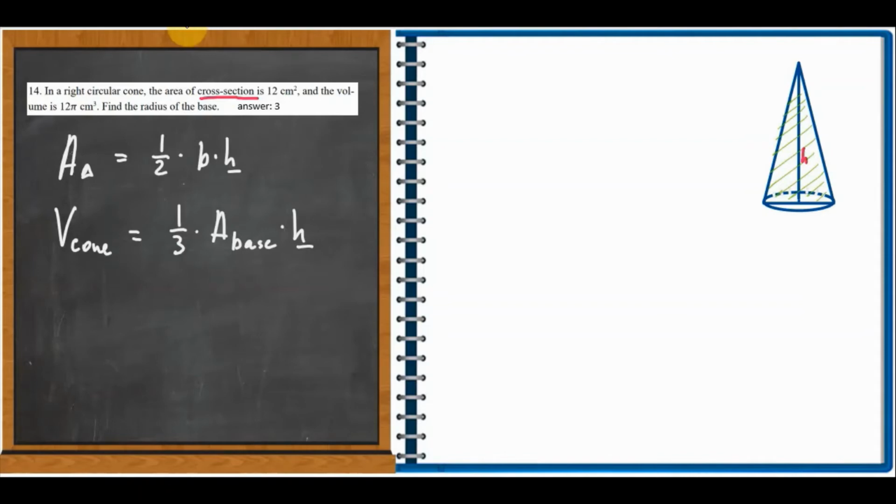Now, what is given? Let's write them. Area of triangle is 12 cm squared, volume is 12 pi cm cubed. We need to find the radius of the base. Now, what's volume? Let's write it once again. 1/3 area of base. Since the base is a circle, what's the area of a circle? Area of circle is pi r squared. r squared and multiply by height.